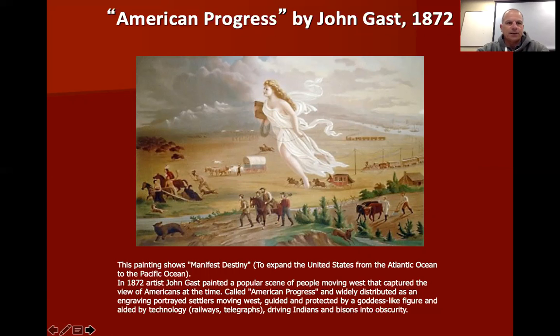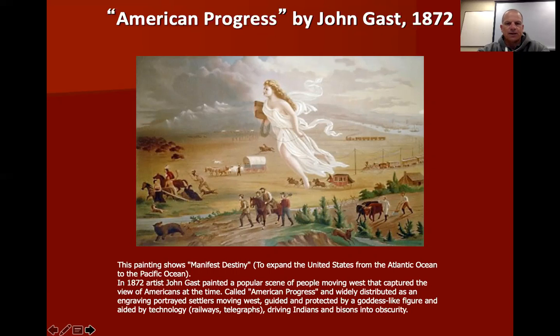This painting right here, titled American Progress by John Gast, he painted it in 1872, depicts manifest destiny. You could see that the angel has a Bible in her hand. She's flying into the light that's supposed to represent west. She has in her hand the lines for the telegraph, progress.